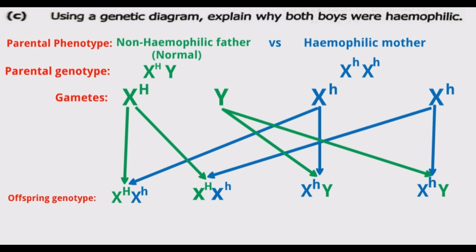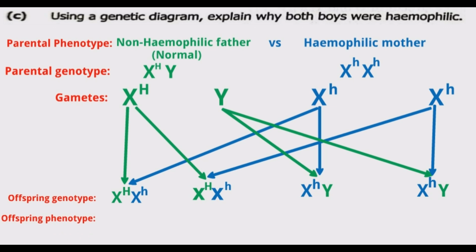Now, as you can see, all the letters I've written in green are alleles that are coming from the father, and these in blue are coming from the mother. So now we have written the offspring genotype. Now what we need to do is come up with the offspring phenotype.